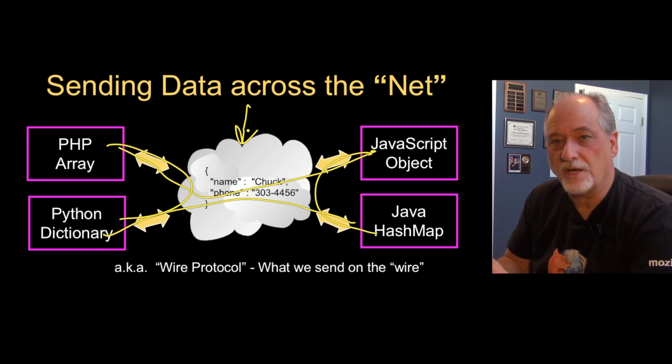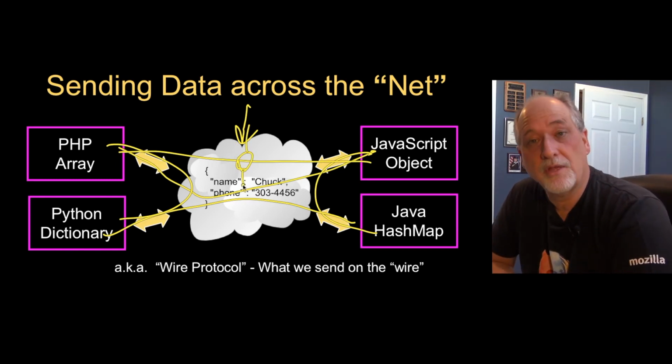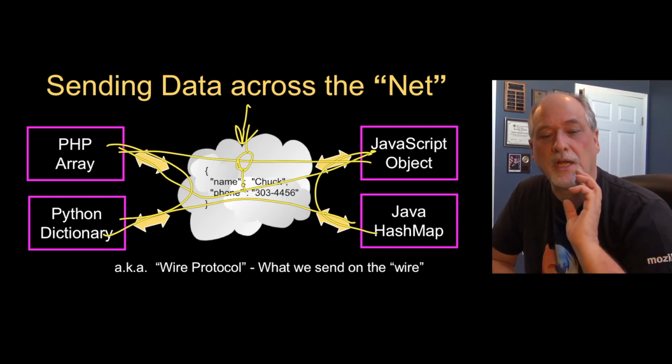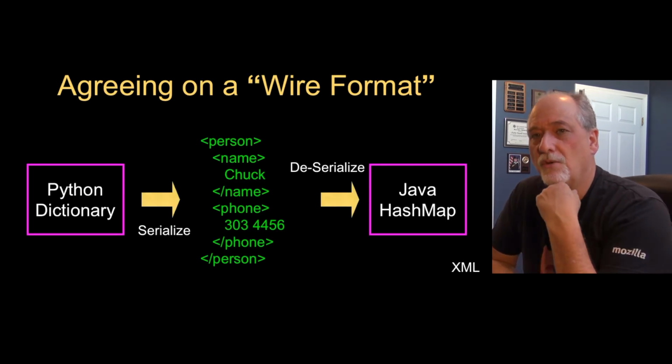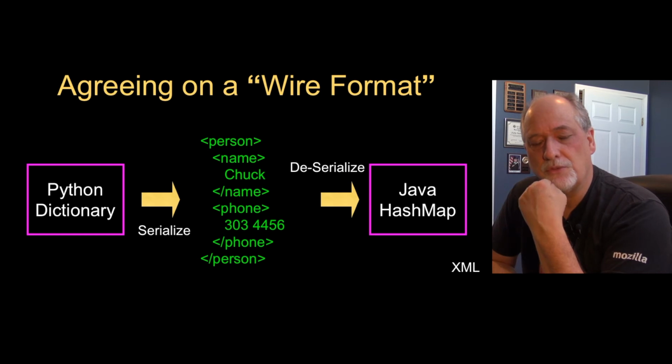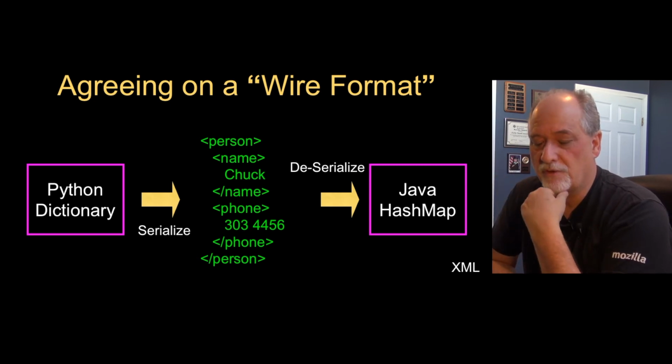And we call that the wire protocol, because if you were to sort of take some connection and watch the exact characters that go back and forth, that's what you would see if you were monitoring the wire. So that's why we call that the wire protocol. And so the idea is that we have to agree on a format that is going to represent the data, and we can't make it a Python specific format or a Java format.